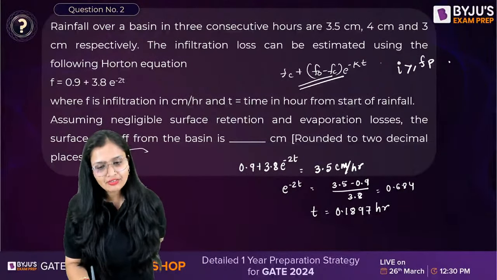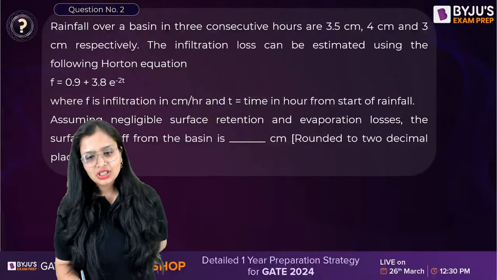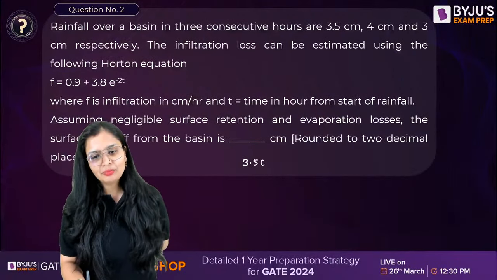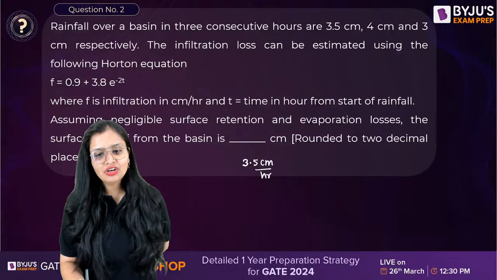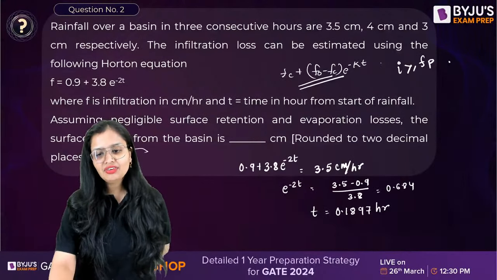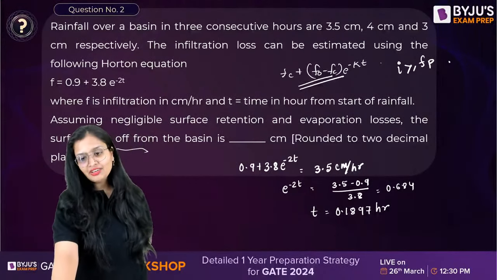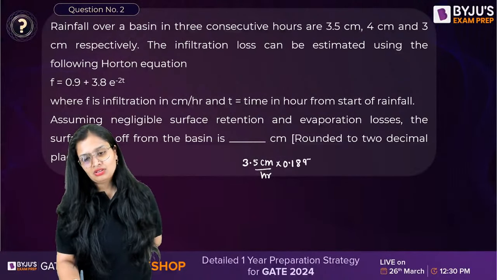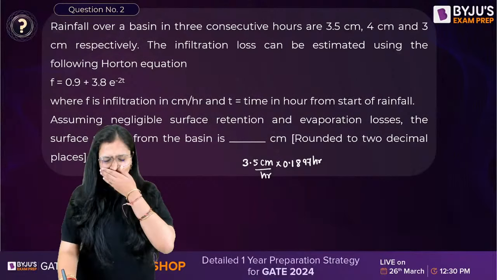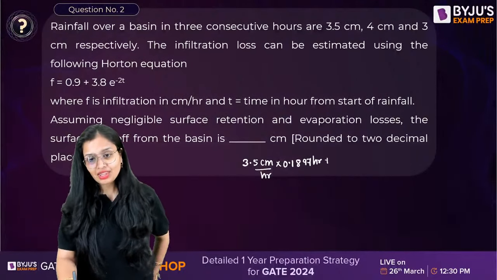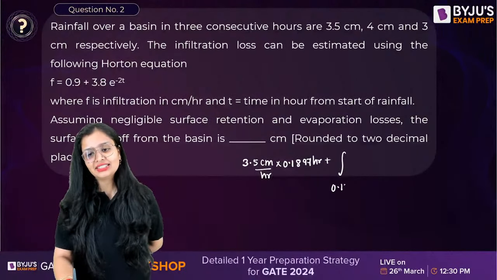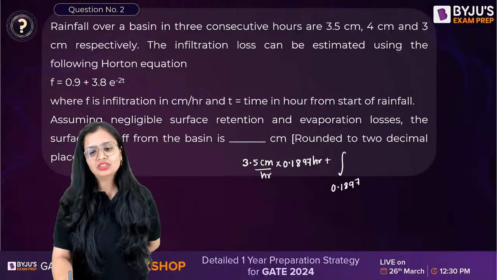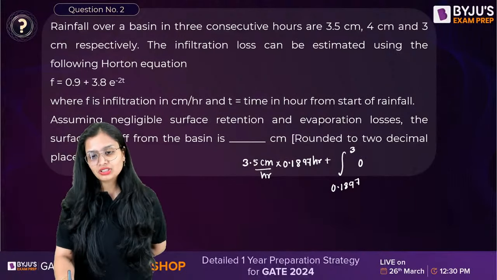So 3.5, I'll go to the other page, 3.5 centimeter per hour. This rainfall was going into the infiltration for how many hours? 0.1897 hours. After 0.1897 hour to 3 hours, you will apply Horton's equation.